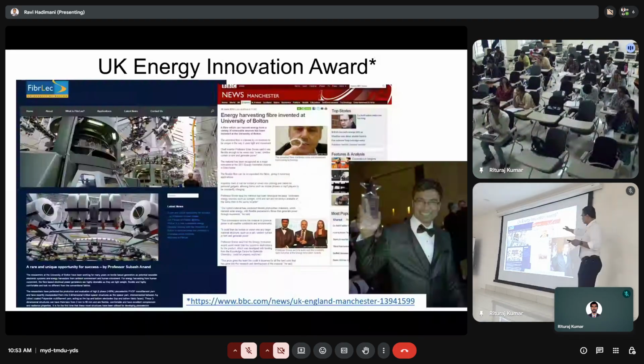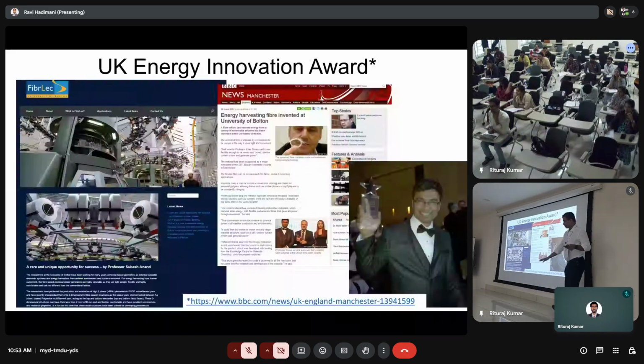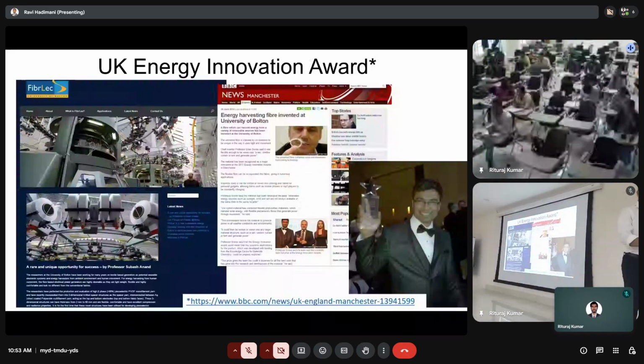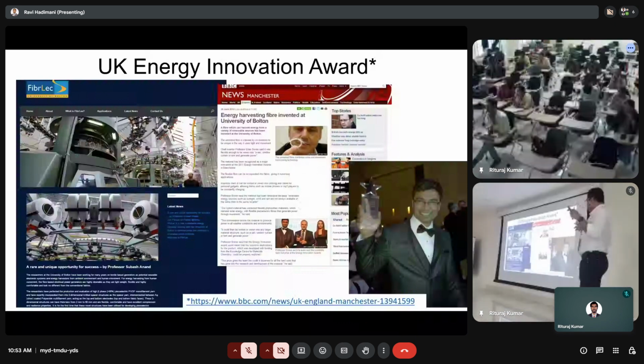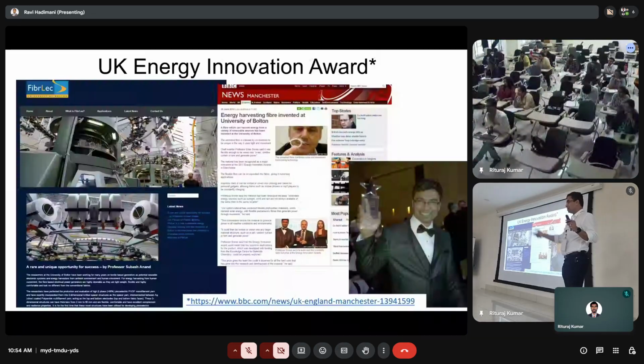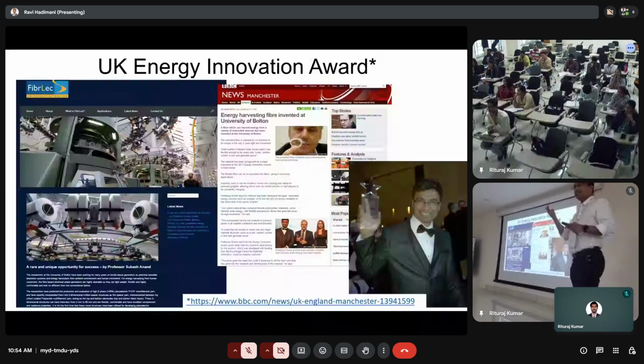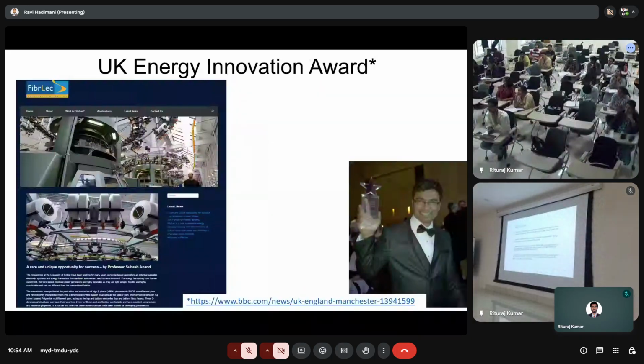So it was covered by BBC, and we won the UK Energy Innovation Award because we could generate electricity from elements. One device can generate electricity from rain, wind, and sun. So that's just because knowing how materials work. So we exploited photovoltaic materials, another class of functional materials. We exploited piezoelectric materials, which are functional materials.